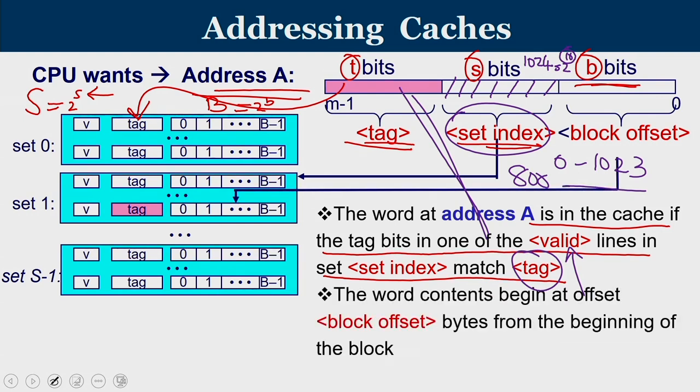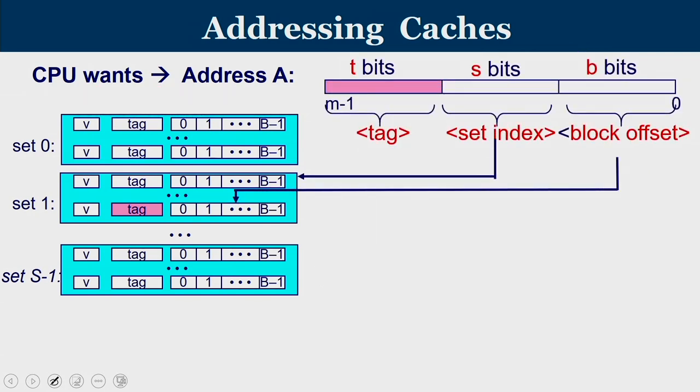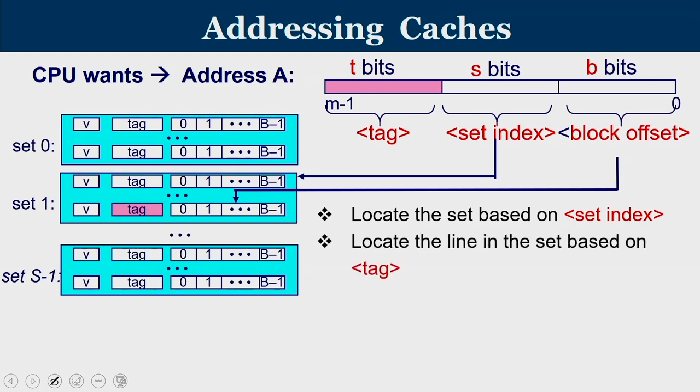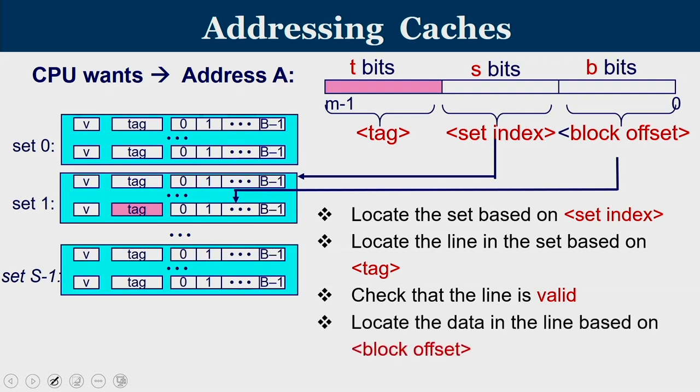Once you know it is a hit, using the block offset portion, the word contents begin at offset bytes from the beginning of the block. So, what do you do to address a cache? First, you locate the set based on the set index portion of the address. Locate the line in the set where there is a perfectly matching tag. Wherever there is a tag match, check whether the valid bit is equal to 1 or not. If the valid bit is equal to 1, locate the data portion within the line based upon the block offset.